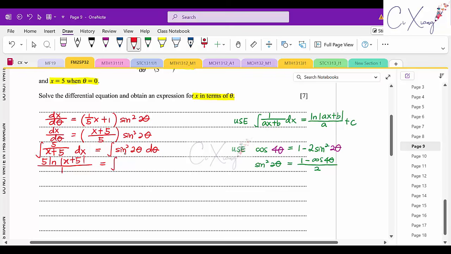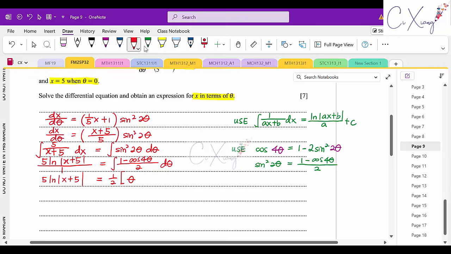We will need to replace it using this double angle formula. So I have 1 minus cos 4 theta, divided by 2. I haven't integrated this yet, so I have to continue to integrate it. You have the half, so I take it out as a constant term. When I take out the half, the first term here is 1. Integrate 1, I will get theta.